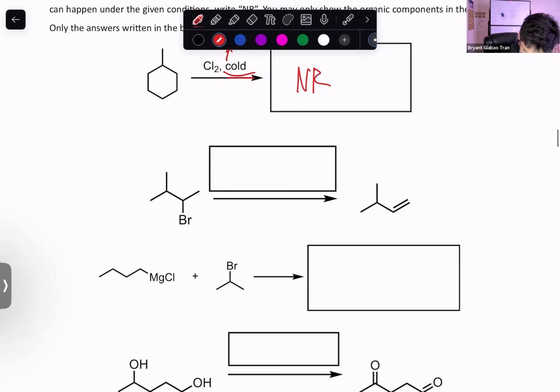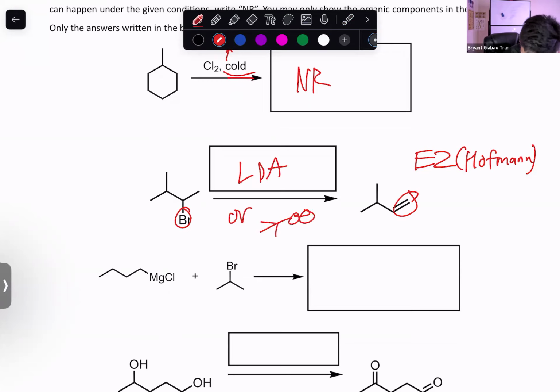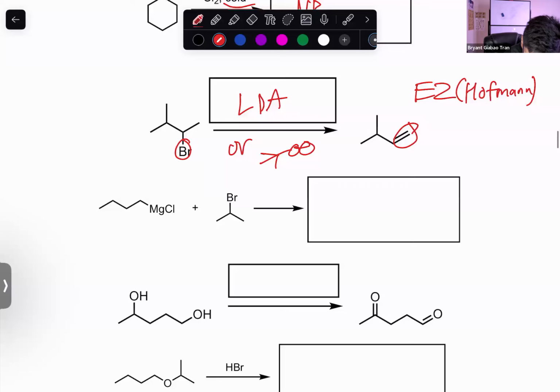This one right here, good leaving group, form the double bond, so E2 reaction. But this is a Hofmann because we formed the less stable one. And if this is Hofmann, then we gotta use a bulky base like LDA or tert-butoxide. Right. For this one right here, this is our Grignard reagent.